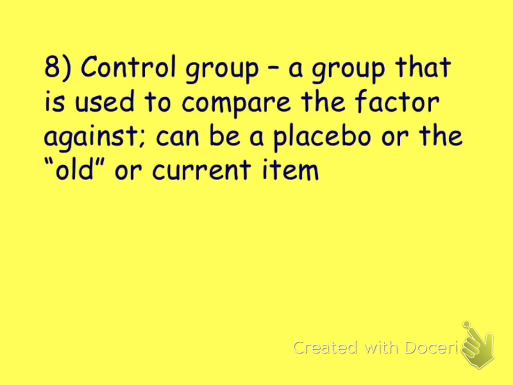So how well would the rabbit regularly grow with normal food, and how well does the hippity hop rabbit grow? And then I compare the differences between the two. So a control group is a group that is used to compare the factor against. It can be a placebo. Placebo just means that we're tricking people into thinking that they're getting a treatment, but they're really not, like a sugar pill or something.